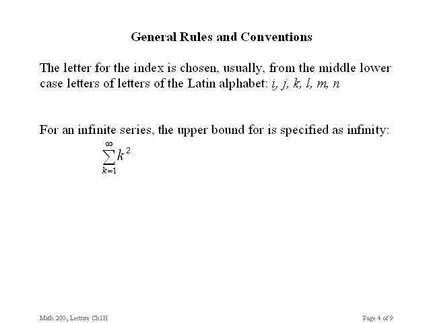There are a few conventions. One of them is that for the index or the counter, we use the lowercase middle letters of the Latin alphabet, I, J, K, L, M, and N. If you've ever programmed in Fortran, you know that these were hardwired into Fortran as integers. That reflects this convention.